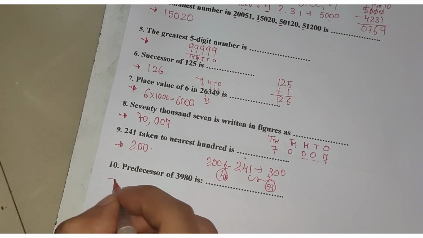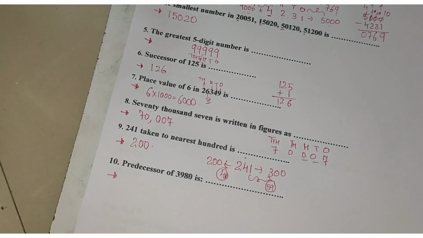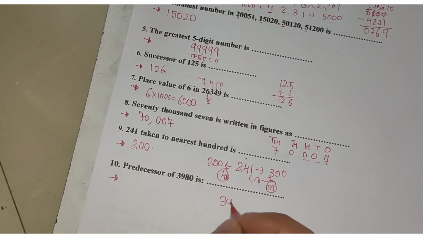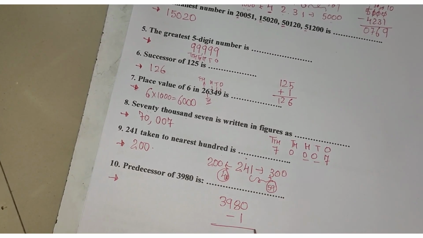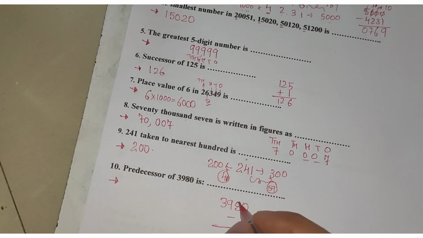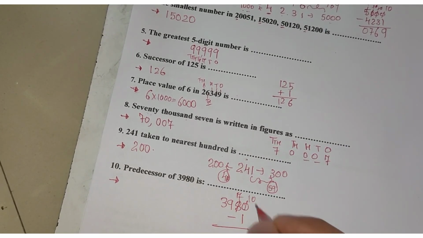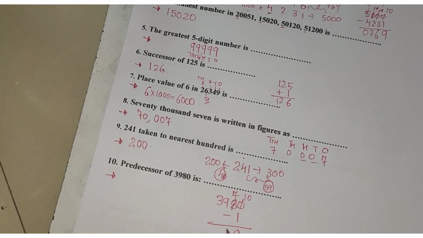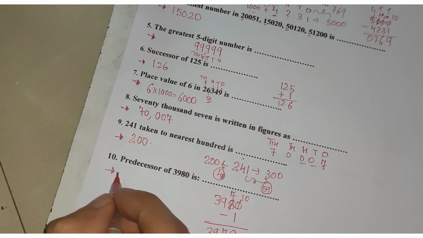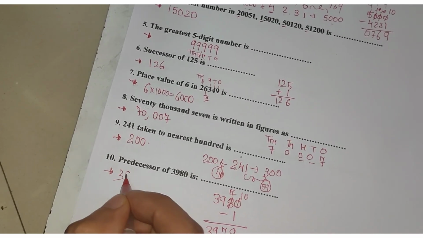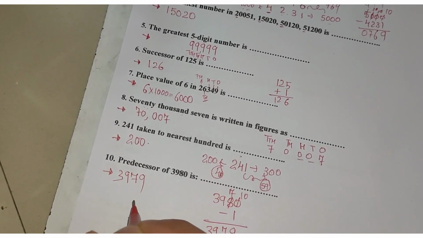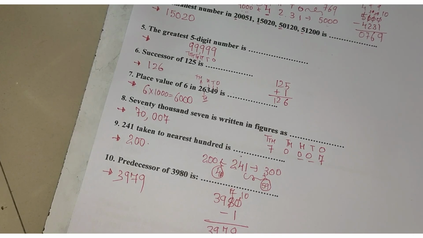Now the predecessor of 3980. 3980's predecessor means the previous number. We have to subtract 1 from the given number. So 3980 minus 1, right? Now 0 can't subtract 1, so it will take a carry from here. So 10 minus 1 will be 9. Here it becomes 7, 9 and 3. So 3979 will be the answer for the predecessor of 3980.